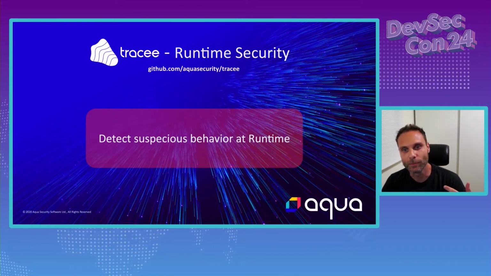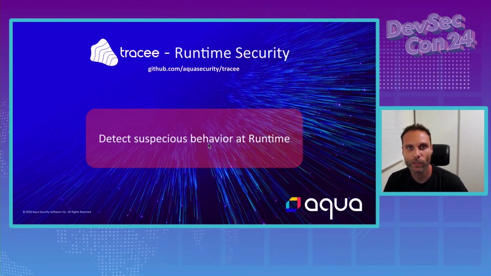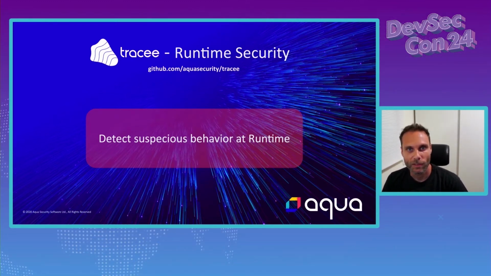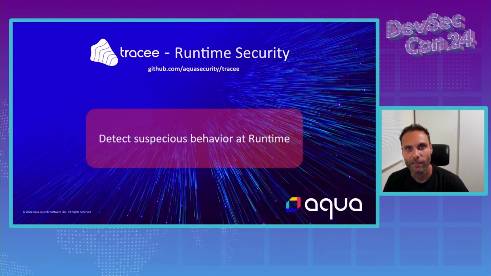And when we run the containers in production, what we're trying to do with this runtime security solution is to detect suspicious behavior at runtime. This is the goal that we're trying to achieve here. This is what the solution that I'm going to discuss today is going to help you achieve. And we have a project that is called Tracee. It's an open source, completely open source, no secrets there, completely free on GitHub.